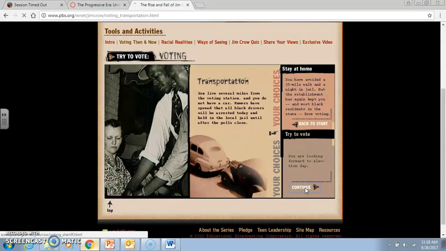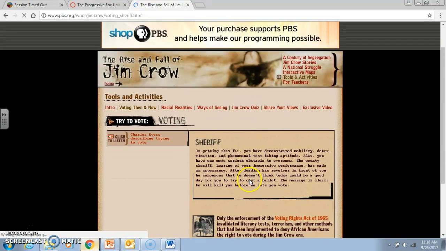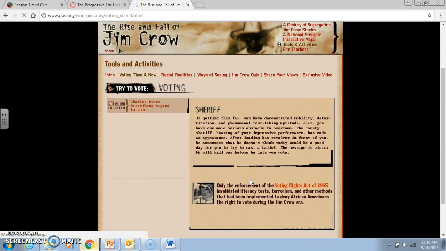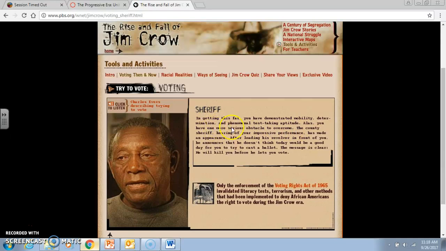Now, if we continue onward, we decided to walk into town. This is when the sheriff gets involved. The sheriff says, "In getting this far, you have demonstrated mobility, determination, and phenomenal test-taking aptitude. At last, you have one more serious obstacle to overcome, the county sheriff." As he hears of your impressive performance, he has made an appearance at the polls. He loads his revolver in front of you and announces that he doesn't think today will be the best day for you to vote. And if you try to cast a ballot, the message is clearly he will kill you before he lets you vote.